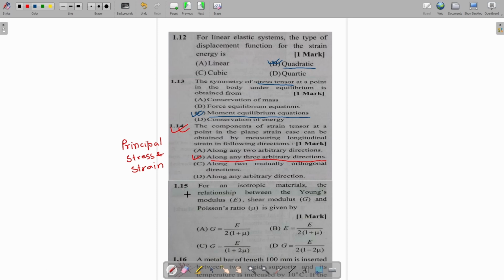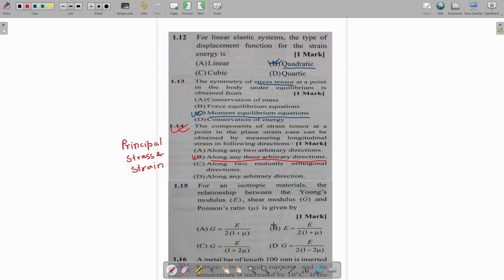So on to the next question, question number 15. This particular question is a repeat of question number 10, which we did in the previous video. Those who haven't seen the previous video, go watch it. It's very important. Question number 15 states that for an isotropic and elastic material, the relationship between Young's modulus E, also known as modulus of elasticity, shear modulus G and Poisson's ratio mu is given by these equations.